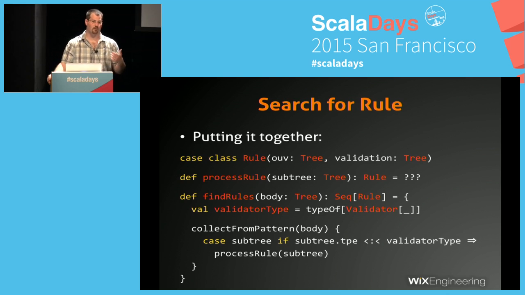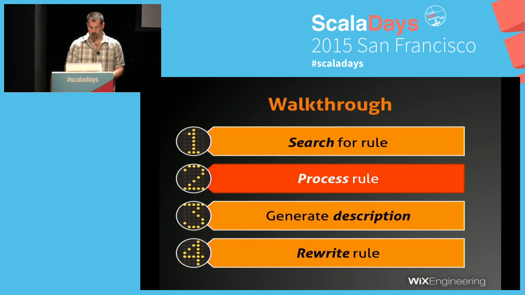I don't care that you have a rule for first names that operates on strings. I don't care that you have a rule for age that operates over integers, right? I'm looking for all of those rules within the validator block. And then I collect from pattern based on the body I was given, and I just look for a subtree where the type for that subtree is some subtype of the validator class. This gives me the list of rules. Now for every rule I encounter, I do some processing on it. That's the next step. So what do I do once I've found a tree that represents a particular validation rule?